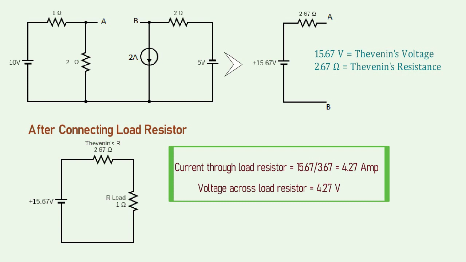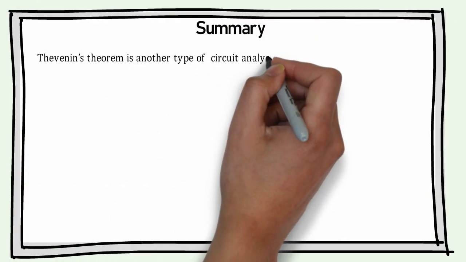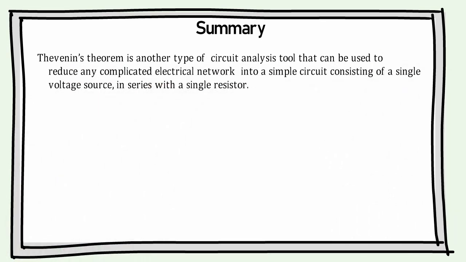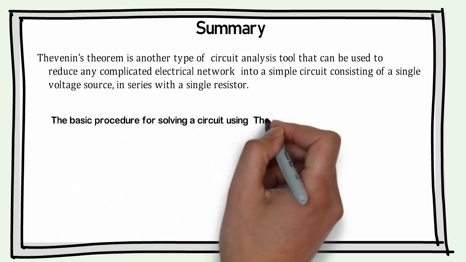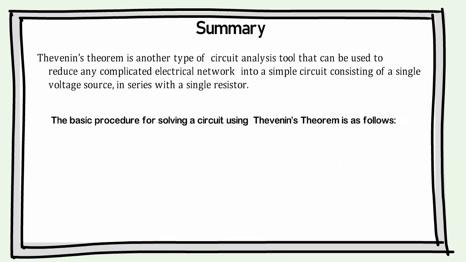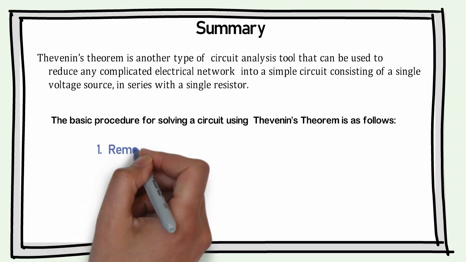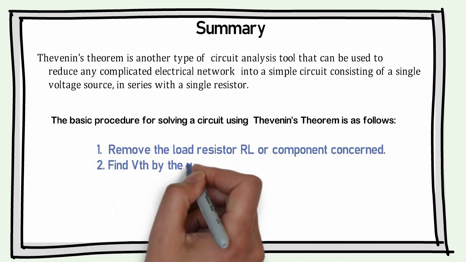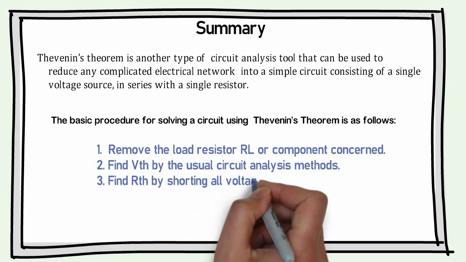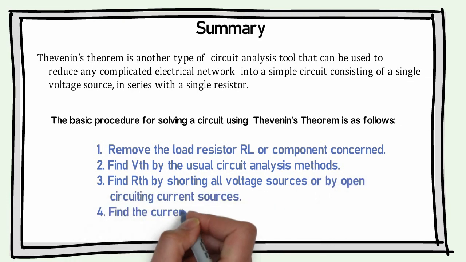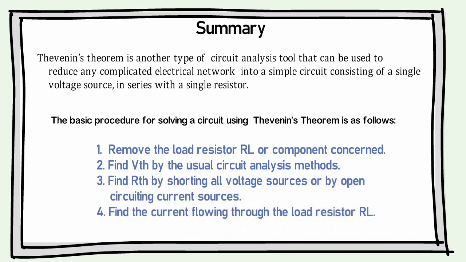After learning about Thevenin's theorem, it can be summarized as one of the circuit solving techniques by which we can find the current through a load resistor. Basically, in order to apply Thevenin's theorem, we should follow some steps. First step is to remove the load resistance. After that, find VTH using any circuit analysis technique. Then find RTH by shorting voltage sources and opening current sources. Finally, we get the load current.